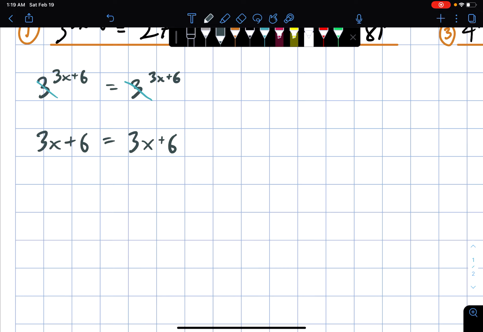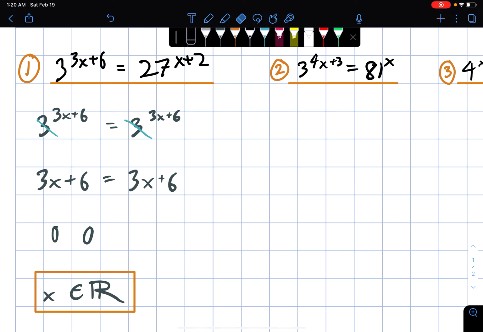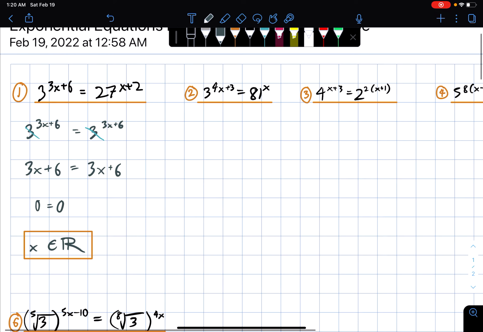Then we have to solve for x. 3x minus 3x is 0, and 6 minus 6 is 0. Therefore, our answer is an element of real numbers, in other words, x ∈ R. There is no specific number for x as seen here, since 0 is equal to 0. Therefore, it's an element of real numbers.